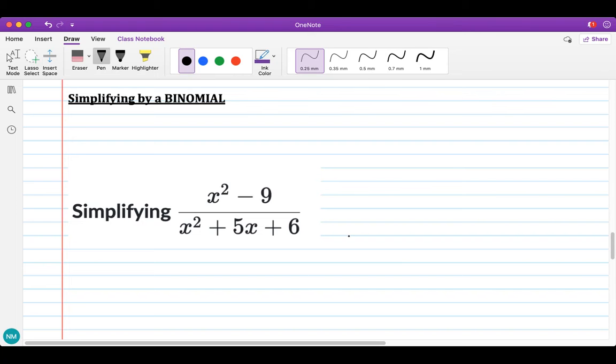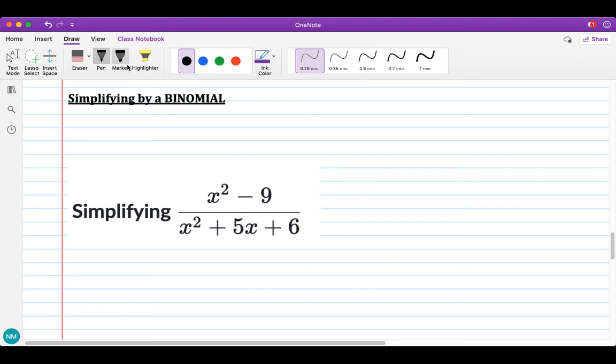Okay, so in the last video, we spoke about simplifying rational functions by a monomial, so like a common factor, which is just like x or like your GCF. But here we're going to do it by a binomial, so it might be a common factor that is not necessarily a monomial. So yes, you are going to have to use your factoring methods here.